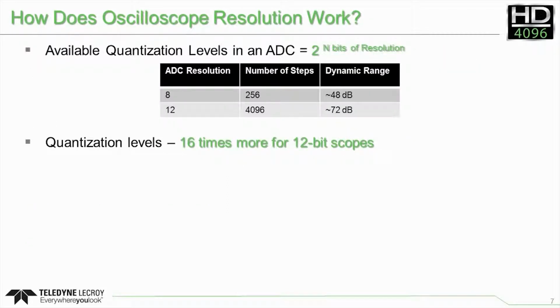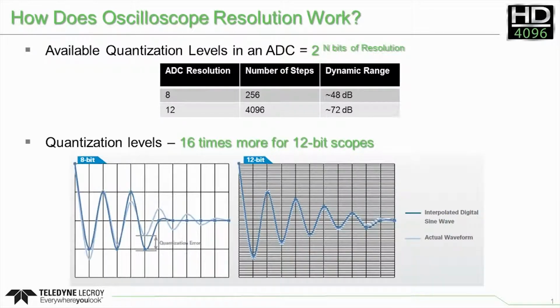Oscilloscope resolution comes from the resolution of the ADC, which has 2 to the nth bits of resolution. In an 8-bit system, 2 to the 8th resolution means 256 quantization levels. A 12-bit oscilloscope has 2 to the 12th resolution, or 4096 quantization levels, an improvement of 16 times. This additional resolution enables 12-bit oscilloscopes to display waveforms that are more precise and show more details.